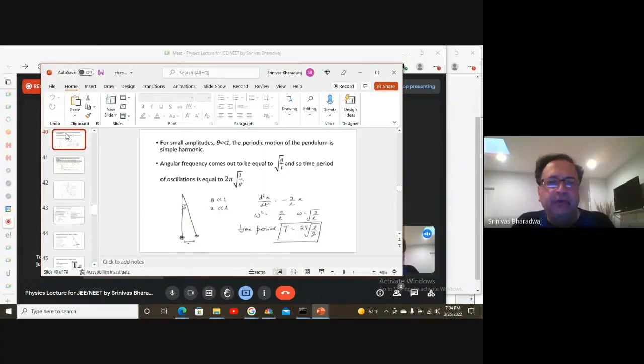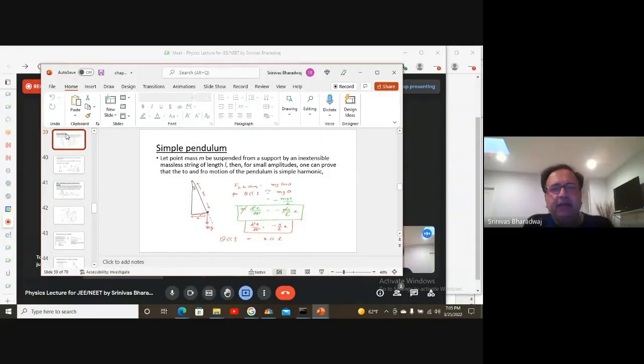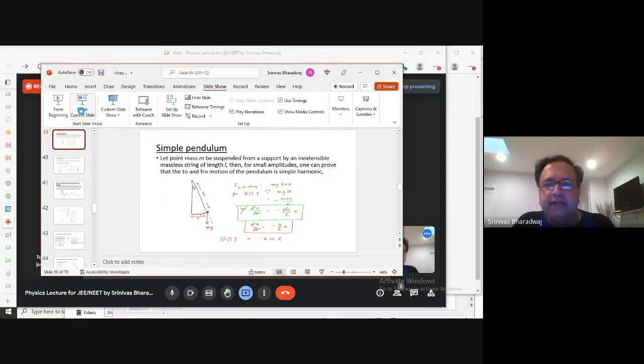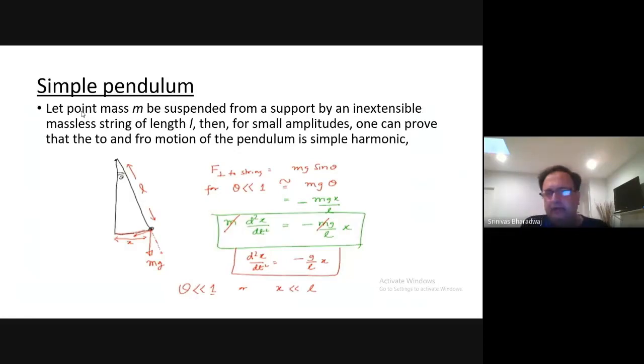Now, in the case of a simple pendulum, how does simple harmonic motion work? We discussed this last week. The simple pendulum works using simple harmonic motion for small amplitudes. That is the most important idea there. So how does it work? There is a thin, weightless thread and a heavy mass at the end.